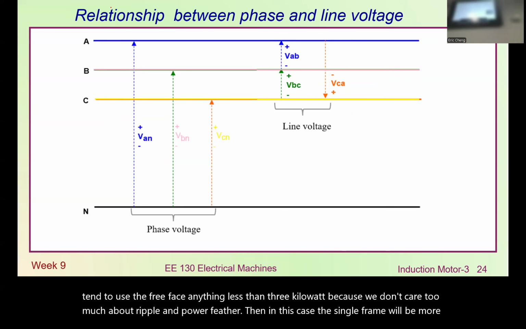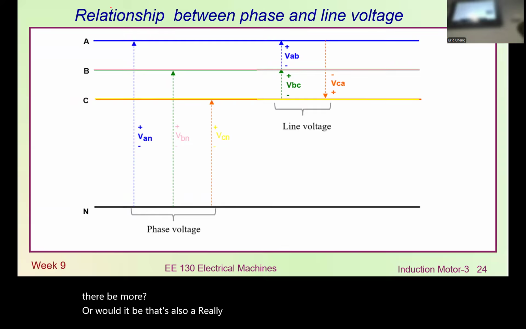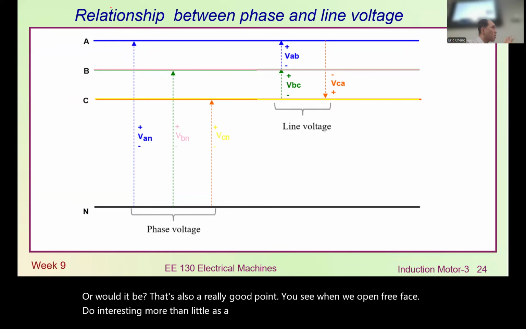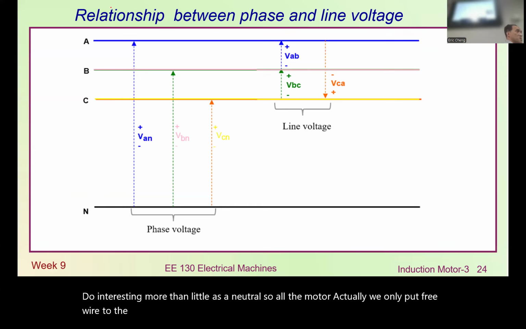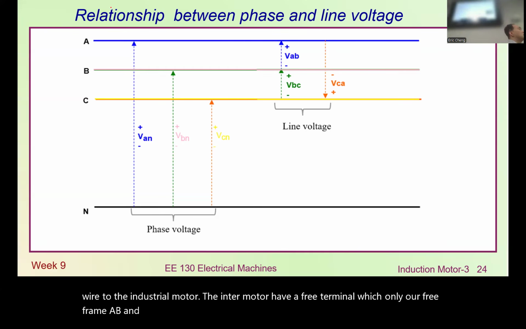Yes. So how would we wire this up to our induction motor? Would there be more terminals? That's also a really good point. You see, when we operate on three-phase, the induction motor does not need the neutral. So for all the motors, we actually only put 3 wires to the induction motor. The induction motor has 3 terminals, which are only the three phases A, B, and C. Many motors may not have the neutral connection, but of course some do.